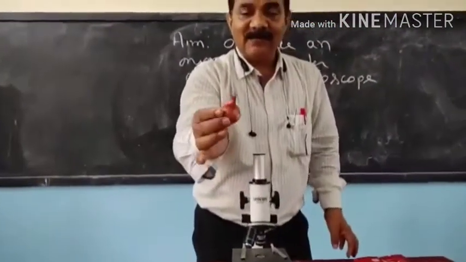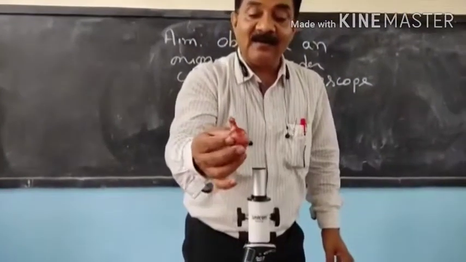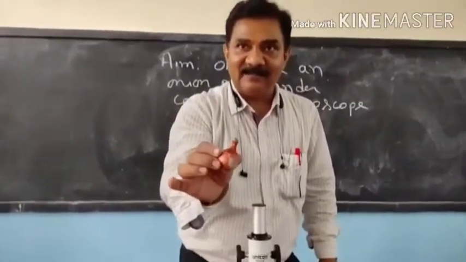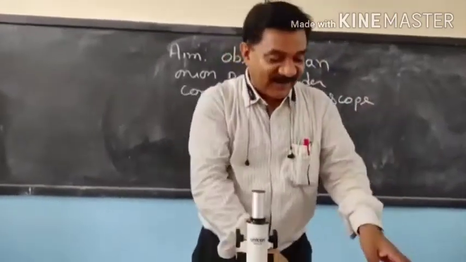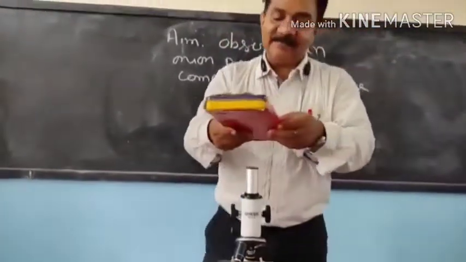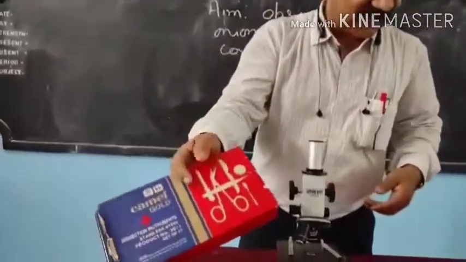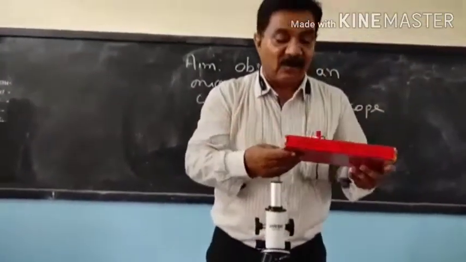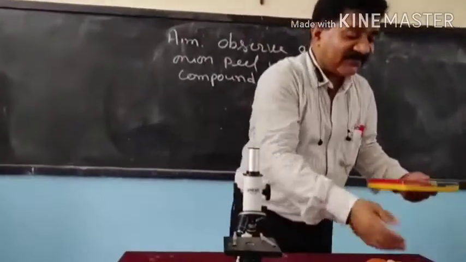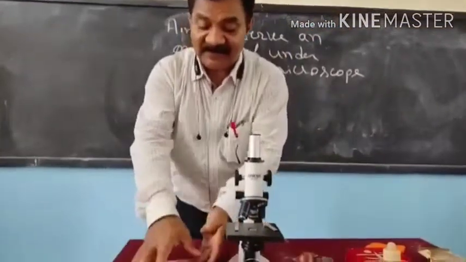Onion. That day I told you that we are not going to make salad. What we are doing here is observing the onion peel. And you can see one box in my hand. This box is called a dissecting box.